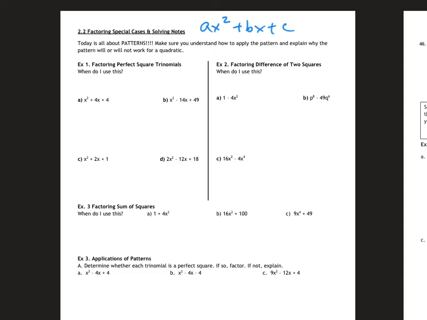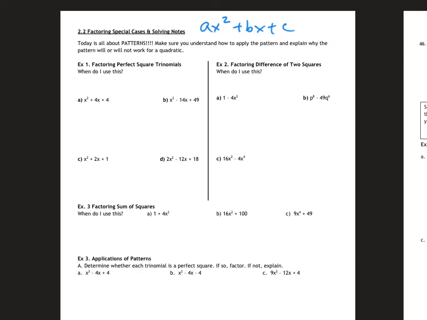After I'm done with this video, I'm going to make another one for tomorrow that's going to talk about how to do each one. It's going to have a flow chart that you can follow along just to help you out. So first of all, we're going to look at patterns today. Make sure you understand how to apply each pattern and explain why the pattern might work or will not work for a quadratic. So first, we're going to look at perfect square trinomials.